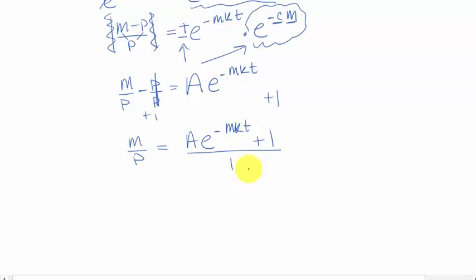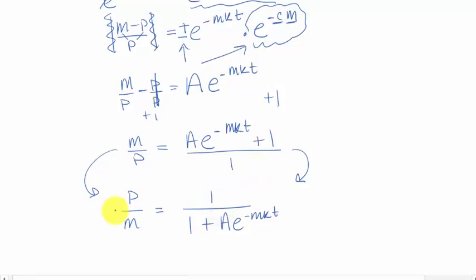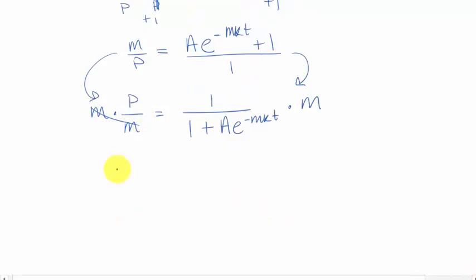All right, at this point we're going to turn the right hand side into a fraction so that I can use reciprocals to rewrite this. So we're going to take the reciprocal of each side, and I'm going to change the order of this expression, and now I'm going to multiply both sides by m so that we end up with p, and I'm going to write this in function notation, p of t equals m over 1 plus a times e to the negative mkt. So here we go.